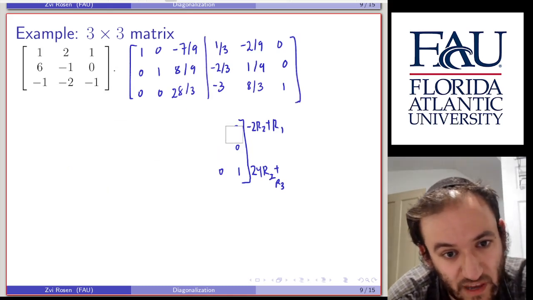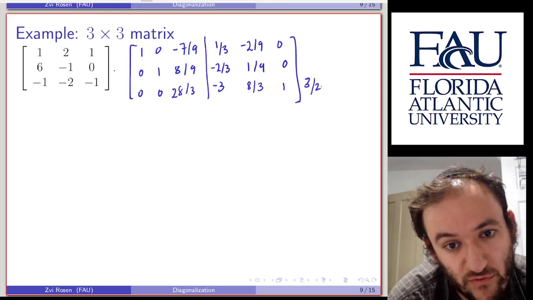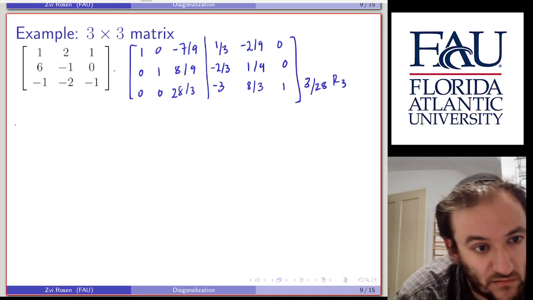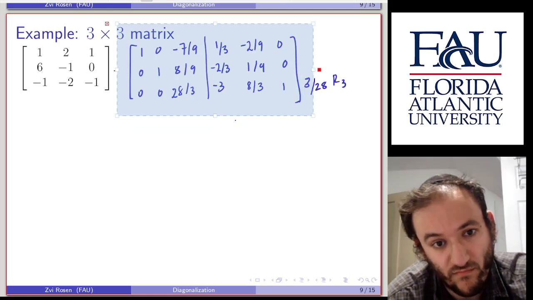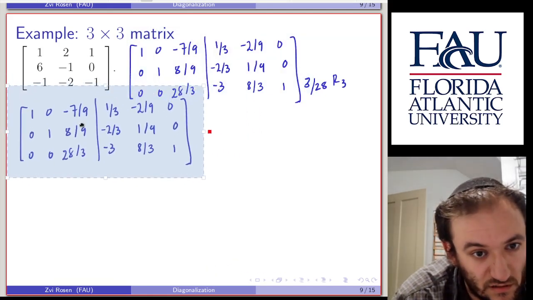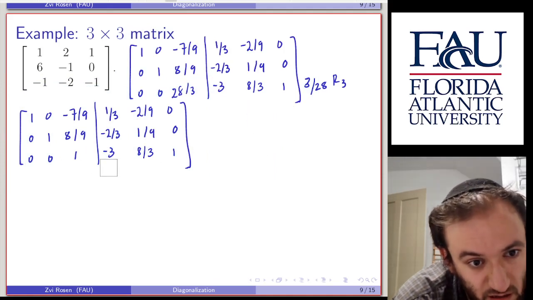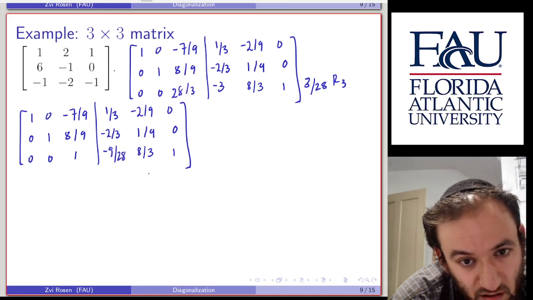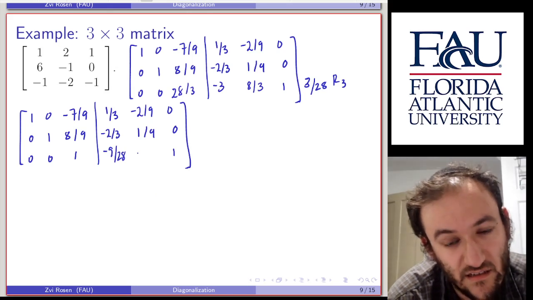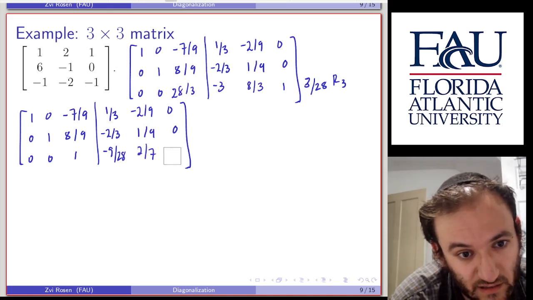Now I can erase this because we have it on the previous slide. And what's left to do? Now we have to multiply this by 3 over 28. Okay, and we obtain top two rows remain the same, and the third row is 1 minus 9 over 28. And this becomes 8 over 28, which is the same as 2 over 7. And this is 3 over 28.